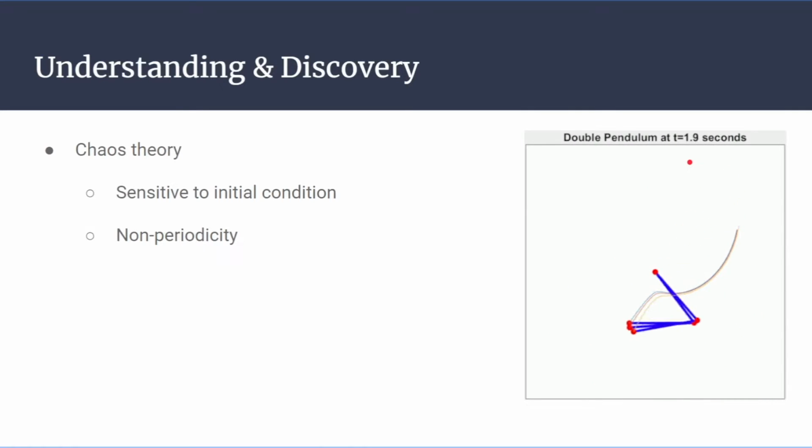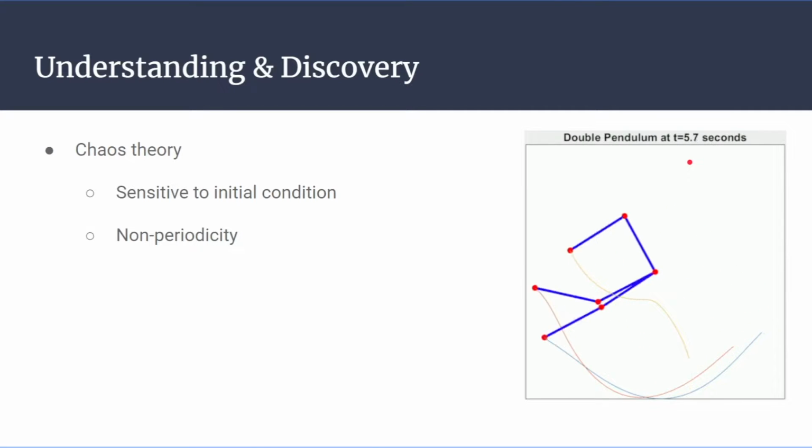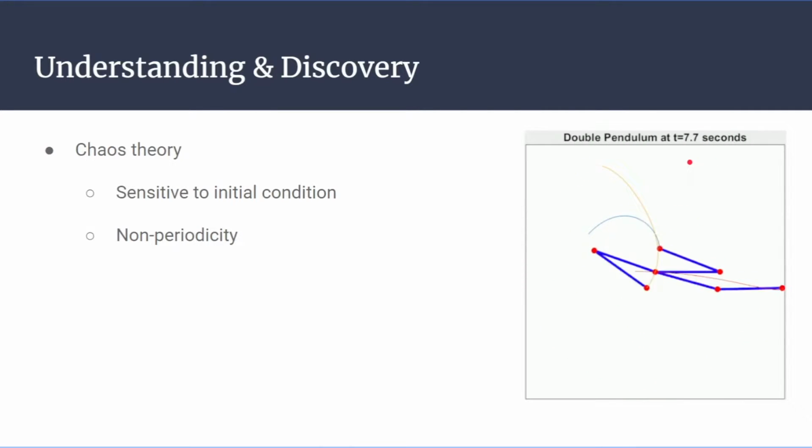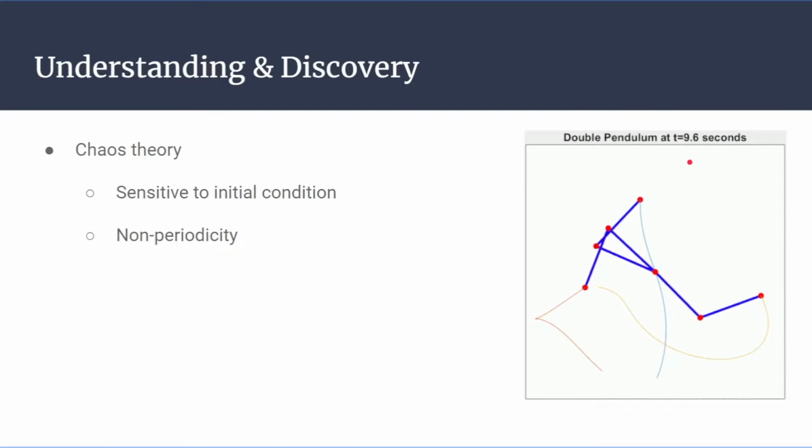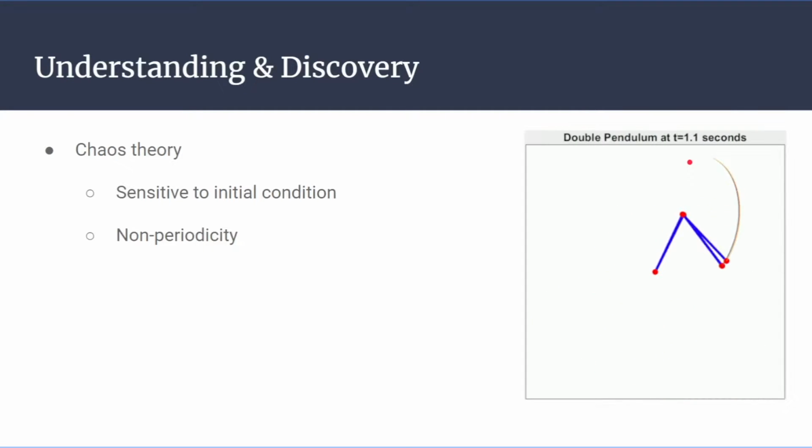A chaotic system has the following features. First, it is sensitive to initial conditions. An example of three double pendulums with small differences in initial conditions is shown on the right side. It's obvious that the motion differs a lot between different double pendulums.